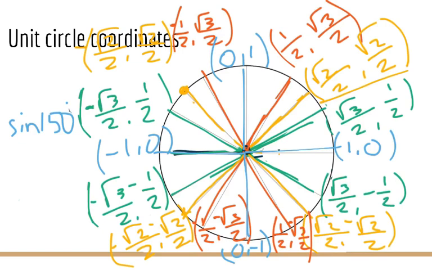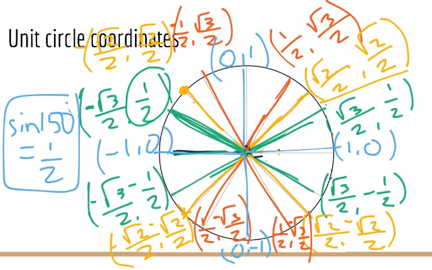Well, that would be right here, this one that I'm highlighting in green. And since sine is always the y value, then I just steal the y value from it and say sine of 150 equals 1/2, and you're done. So that's how the unit circle is going to be really, really helpful, is you can answer these sine, cosine, all these things really fast once you have these coordinates down.